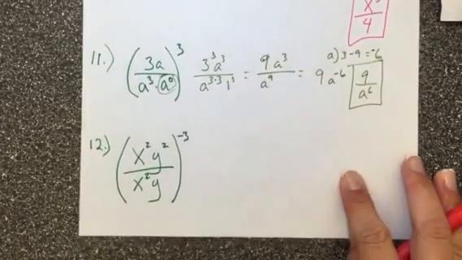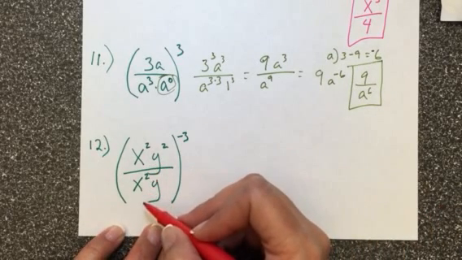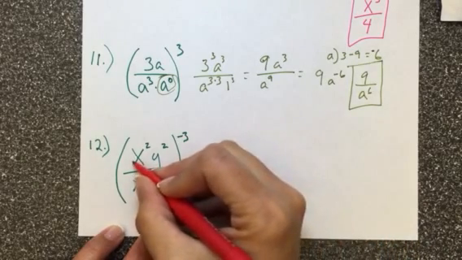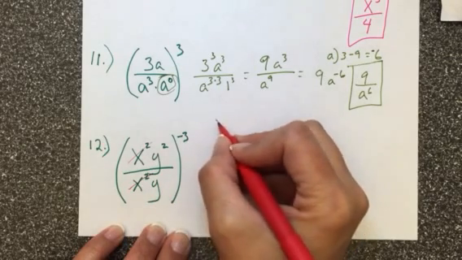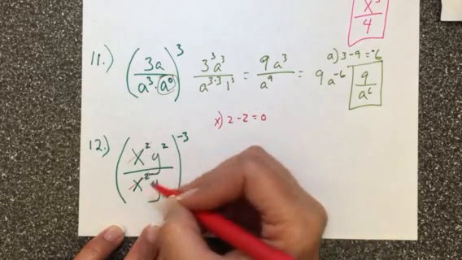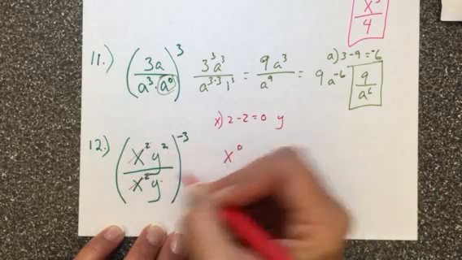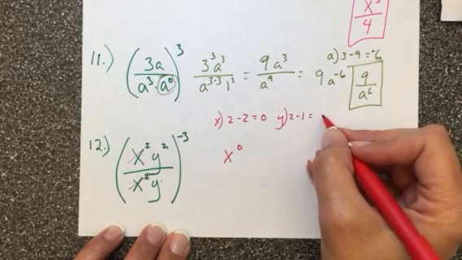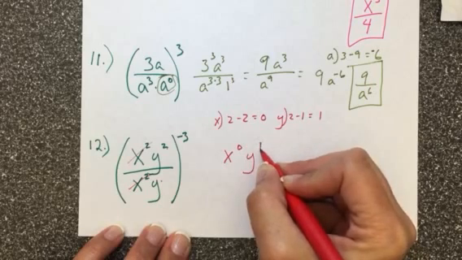And now on to number 12. We're going to do some simplification before we take it to the power. So we're going to go ahead and cross simplify this by crossing the x to the 2's out, because I know already that 2 minus 2 is equal to 0, and that's going to equal x to the 0 in my numerator. And then for my y's, 2 minus 1 is what? 1. Is going to equal y to the 1.